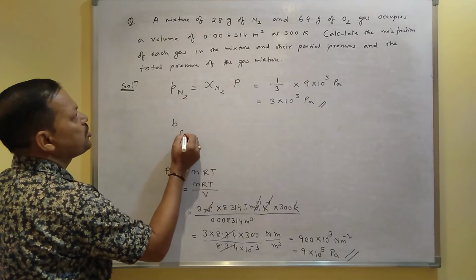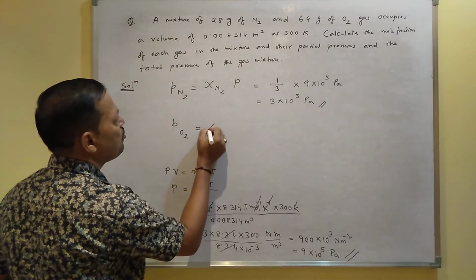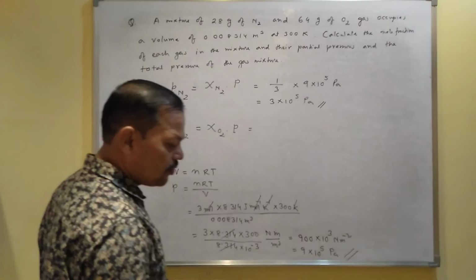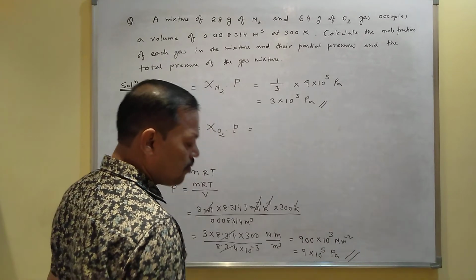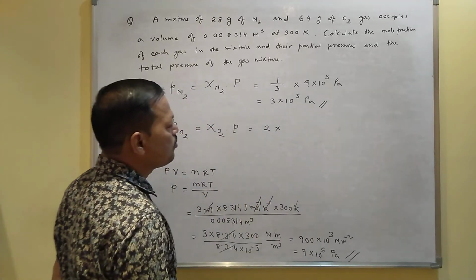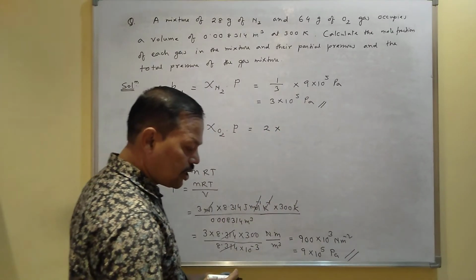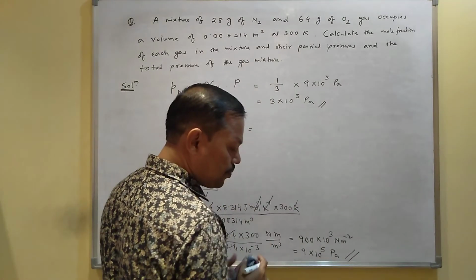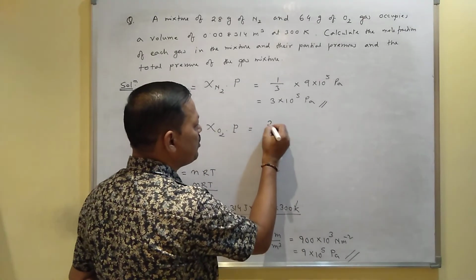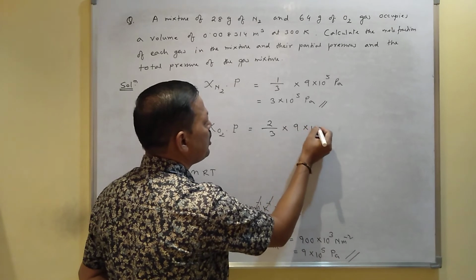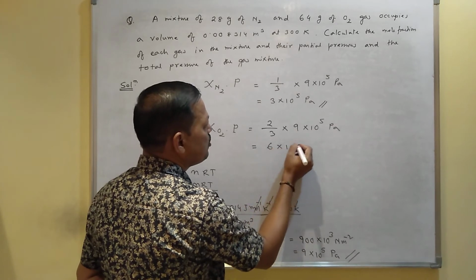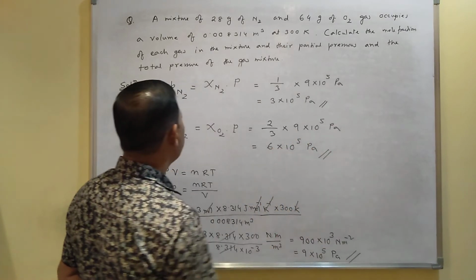Similarly, partial pressure of oxygen is equal to mole fraction of oxygen multiplied by total pressure. So this is equal to mole fraction of oxygen you have got 0.67, 2 by 3, into 9 into 10 to the power 5 Pascal. So you can write 6 into 10 to the power 5 Pascal. This is the partial pressure of oxygen.